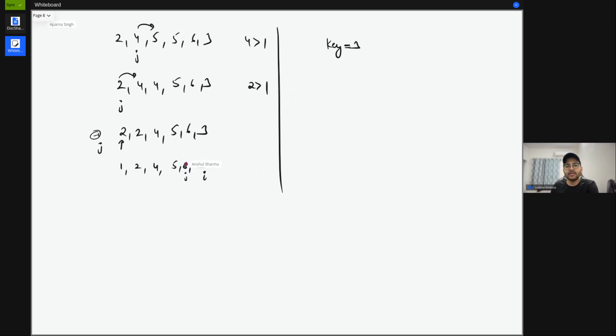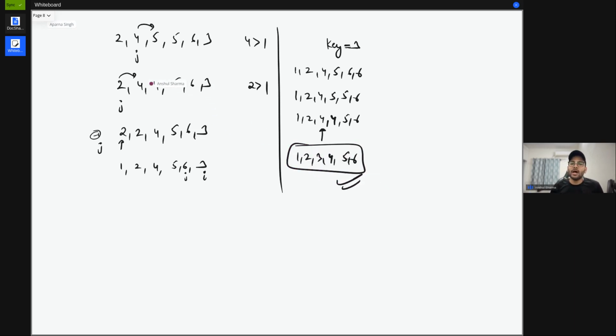6 is greater than 3. 6 will be shifted. 5 is greater than 3. 5 will be shifted. 4 is greater than 3. 4 will be shifted. 2 is greater than 3? No. So finally you will store key here. So you will be getting this. Can I say now it is sorted?